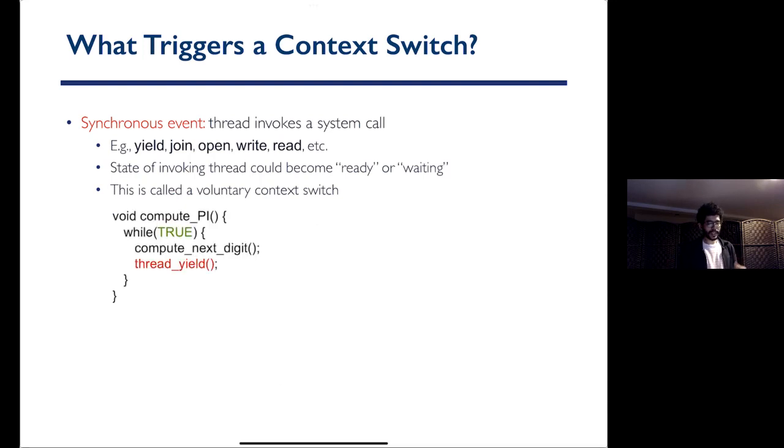This is an example. Let's say you want to calculate pi, and you don't want to take the CPU all for yourself. So you write this while loop. I'm not saying that you should write it this way, this is just an example. You calculate one digit, and then you call thread yield, in case there is some other thread in your system that wants to run.